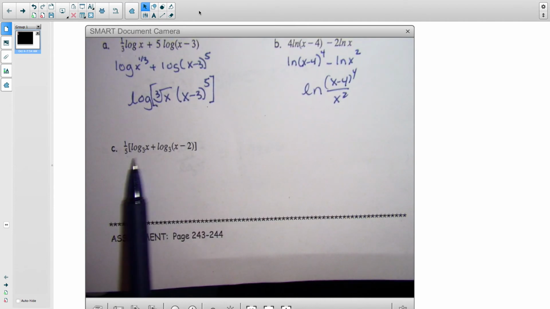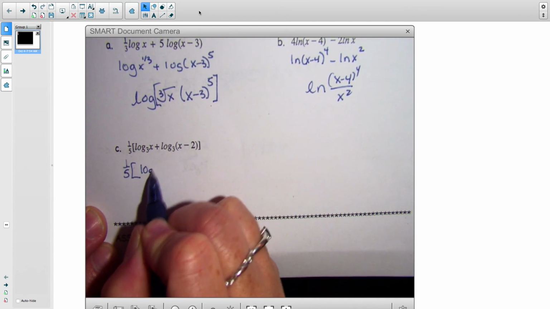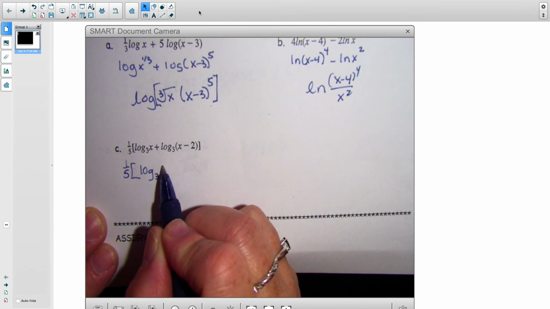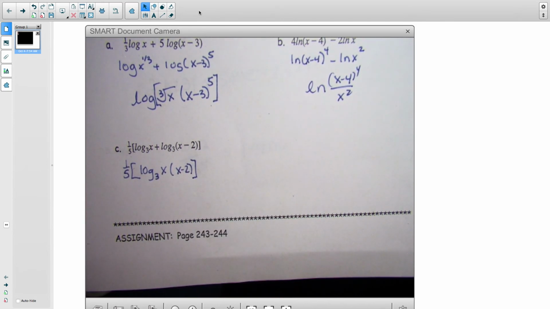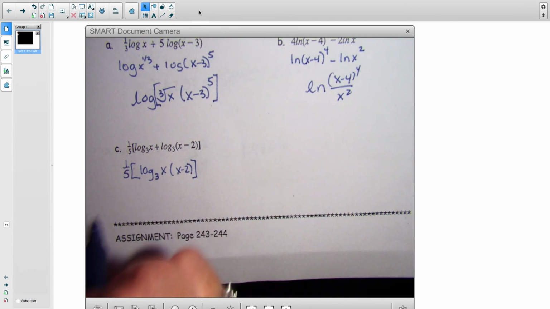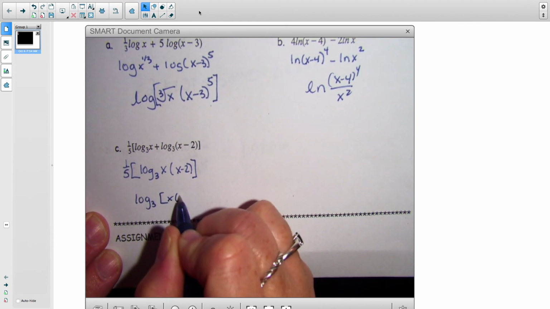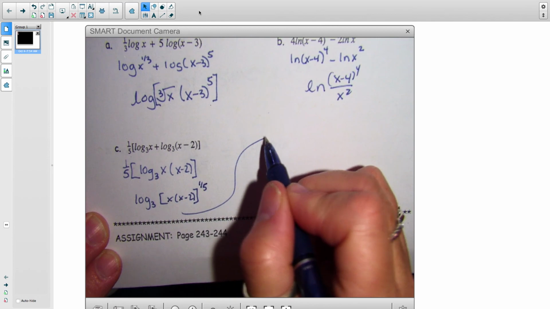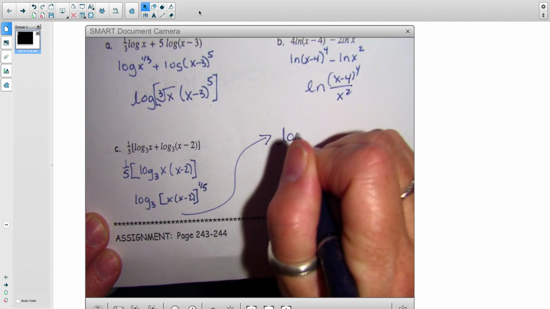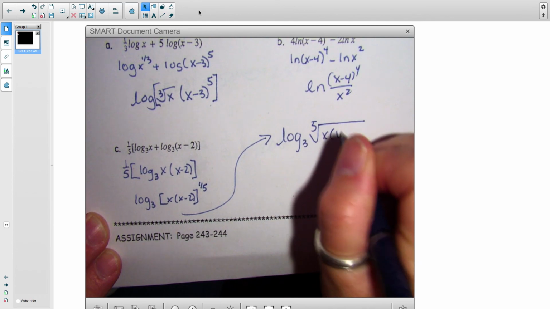But inside here, what can we do first? We can simplify it by writing it as 1 log. Log base 3 of what? x times x minus 2. Now that 1/5 can be brought up here to the 1/5 power. And so log base 3 of the 5th root of x times x minus 2.